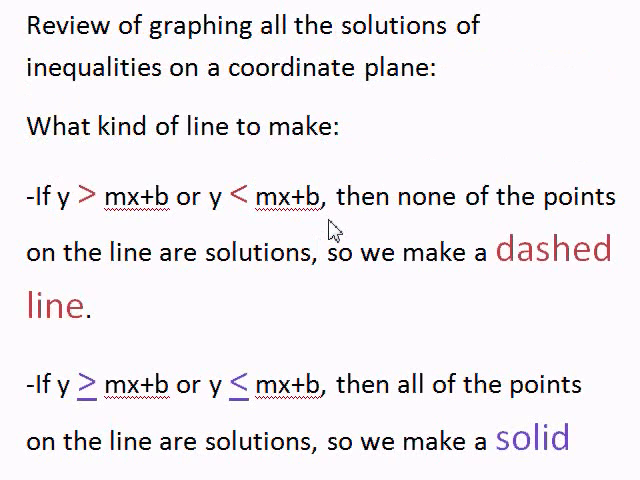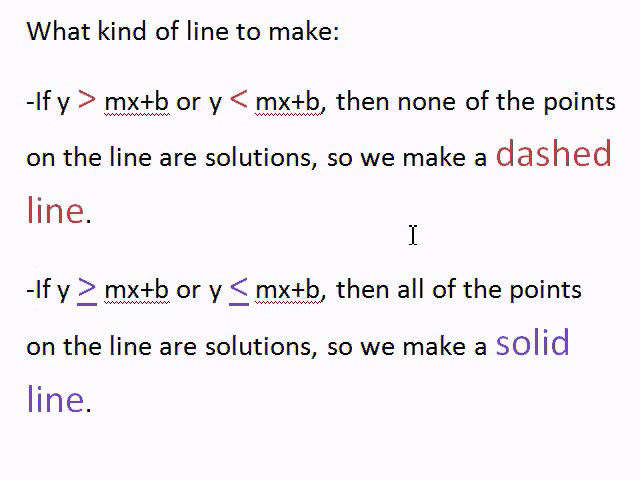Now we're going to review graphing all the solutions of inequalities on a coordinate plane. The instructions right here remind us what kind of line to make. If y is greater than mx plus b, or y is less than mx plus b, then none of the points on the line are solutions, so we make a dashed line. Notice that it doesn't say or equal to. Again, that means you cannot equal any of the points on the line. So again, we use a dashed line to signify that none of the points on the line are solutions.